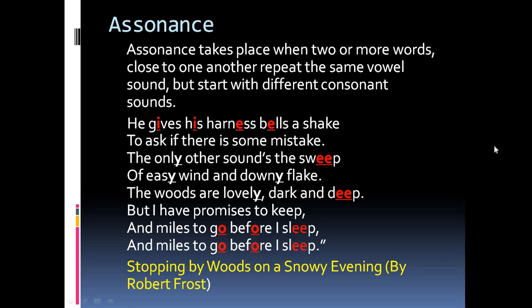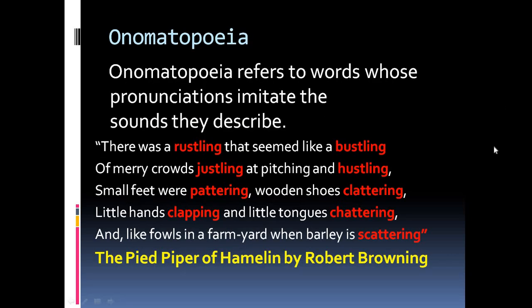Okay, let's move on to the next. A very important one, onomatopoeia. You have heard it a number of times. So let me give you the definition. Onomatopoeia refers to words whose pronunciations imitate the sounds they describe. So very simply, onomatopoeia is a technique where words define sound, sounding words, like boom. Boom is the sound of bursting crackers. So the word boom is used for creating an effect of the sound.